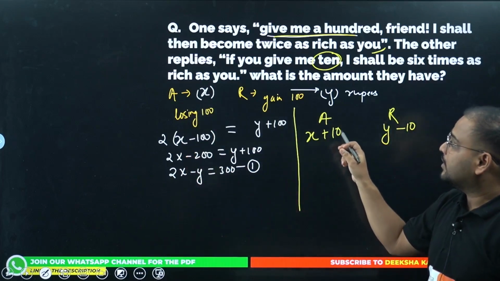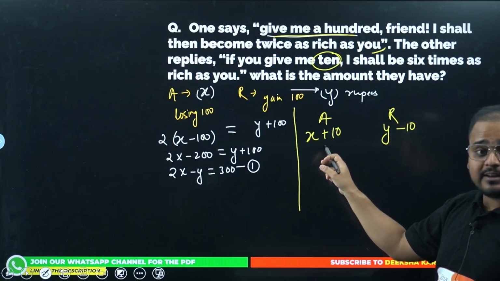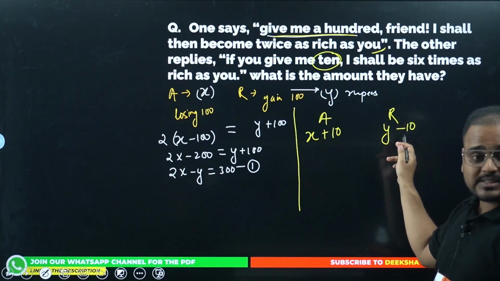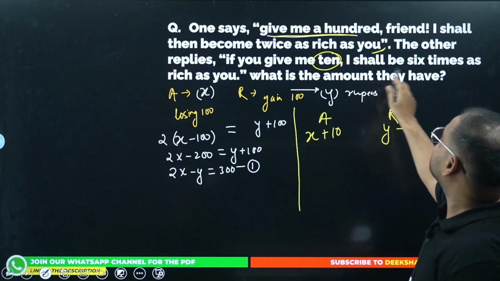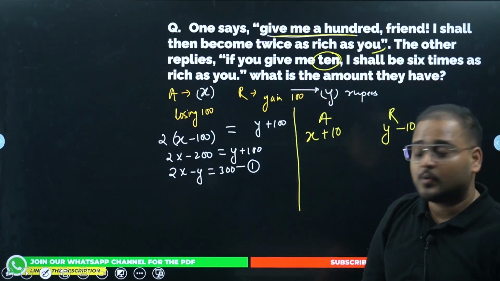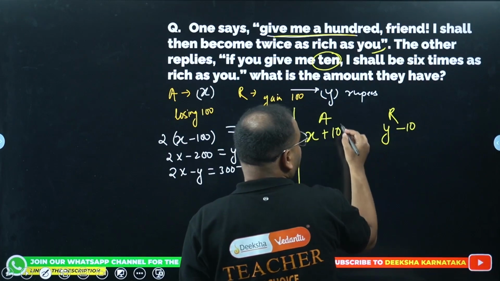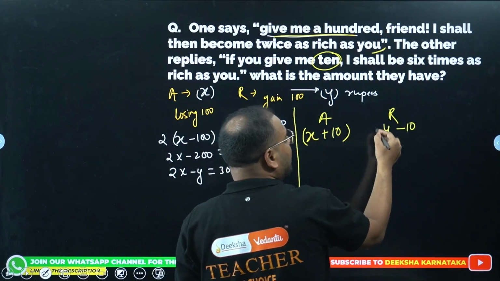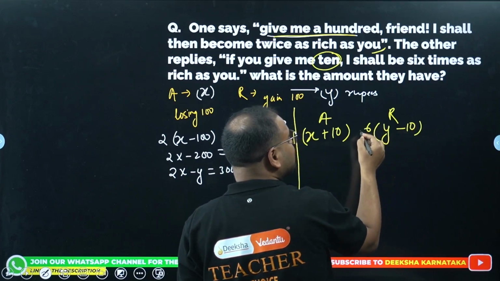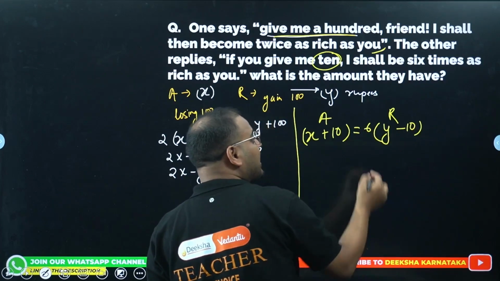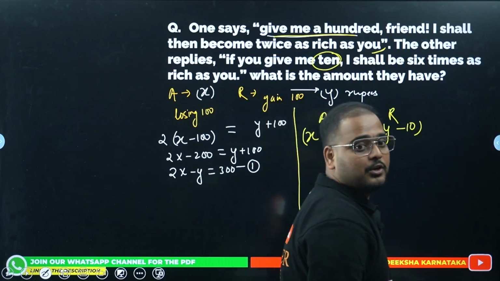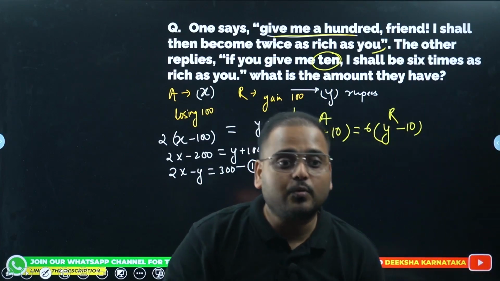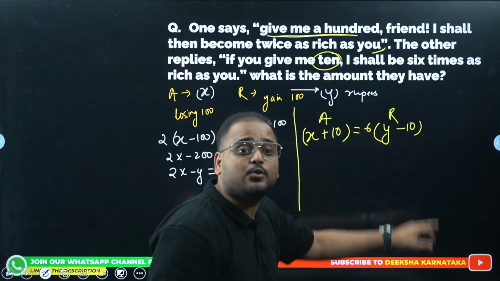So if Akash is saying, if you give me 10, it means Akash gains 10 and Ritu loses 10. Then what happens? I shall be 6 times as rich as you. This number is bigger by 6 times. So to make them equal, I have to take 6 times of Ritu's money. If Ritu has 10 rupees, Akash has 60. So I have to multiply 6 on Ritu's side.